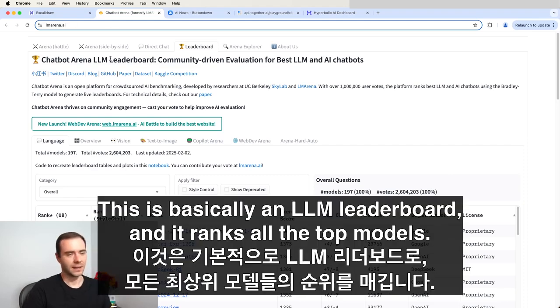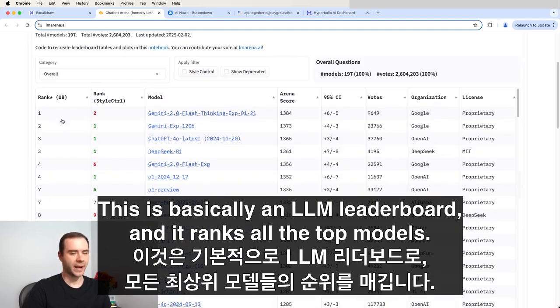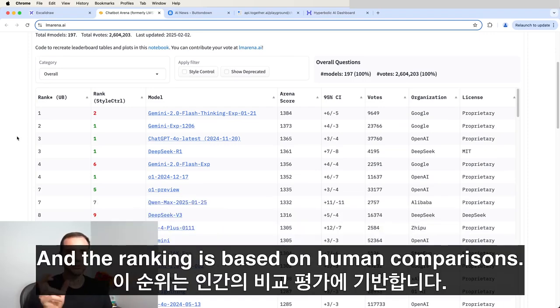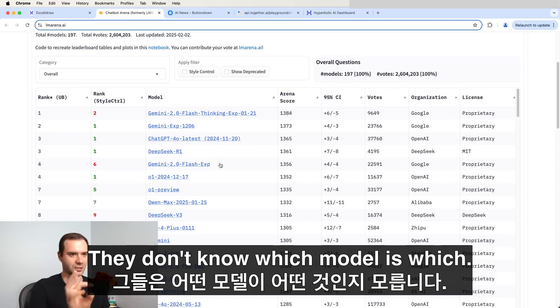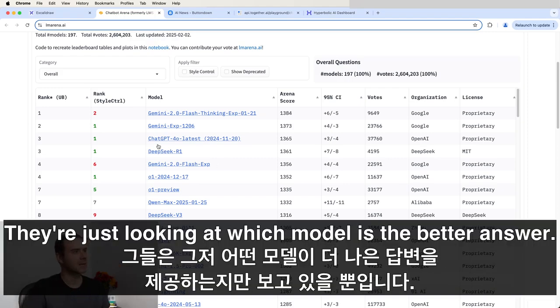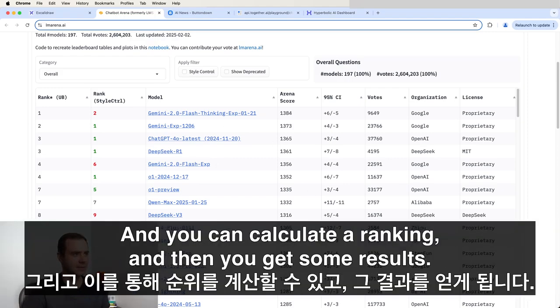This is basically an LLM leaderboard, and it ranks all the top models. And the ranking is based on human comparisons. So humans prompt these models, and they get to judge which one gives a better answer. They don't know which model is which. They're just looking at which model gives the better answer. And you can calculate a ranking, and then you get some results.